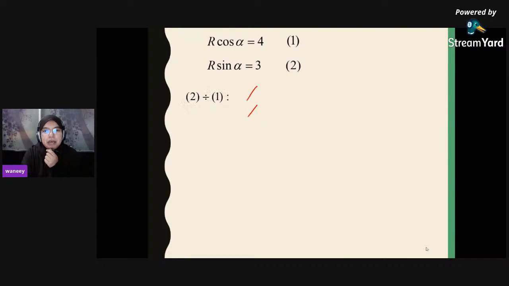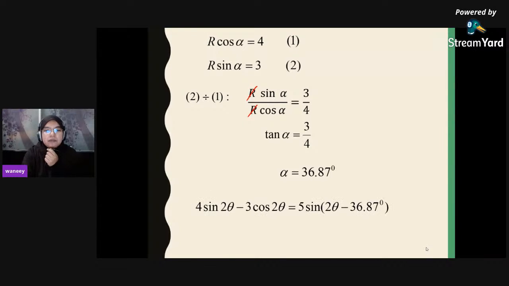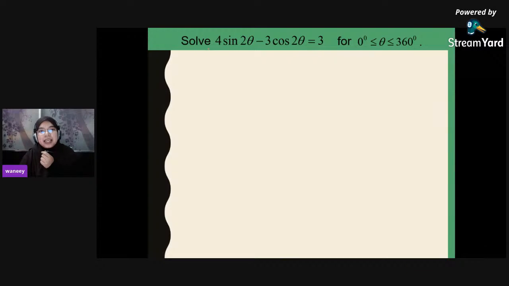Okay, we already have the value of the R as well as the alpha. So you simply do the conclusion for them. So 4 sine 2 theta minus 3 cos 2 theta equal to 5 sine 2 theta minus 36.87 degree. So we already expressed them in the form of R sine theta minus alpha. So now let us solve. So we have to answer the second part, solve for 4 sine 2 theta minus 3 cos 2 theta equal to 3 for theta in between 0 and 360.